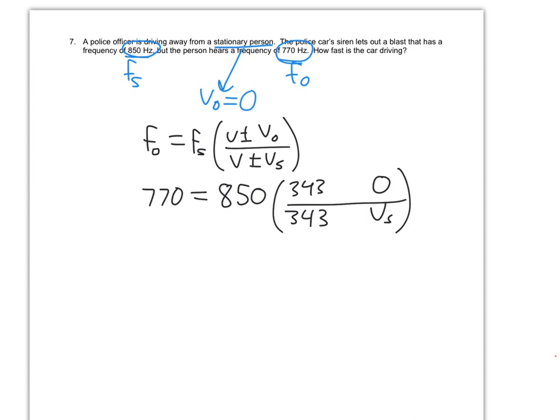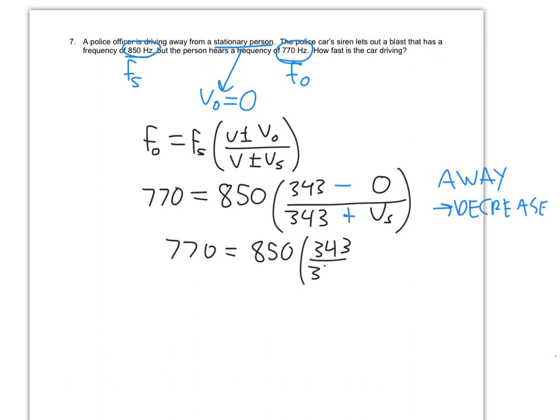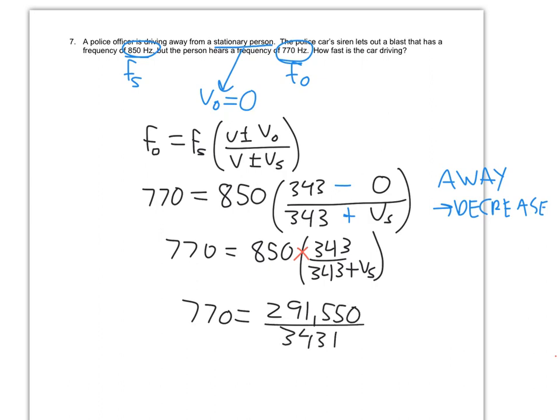Now, in this case, we are moving away, so we're going to keep in mind that when we are moving away, that leads to a decrease in our frequency here. So what that means in terms of our signs, the plus and the minus, is we are going to subtract on top, not that it really matters because it's 0, and add on the bottom. And so what I end up getting is 770 is equal to 850 times 343 over 343 plus VS. I'm going to go ahead and multiply the top parts here, the 850 and the 343. And so I can say that 770 is going to be equal to 291,550 all over 343 plus VS.